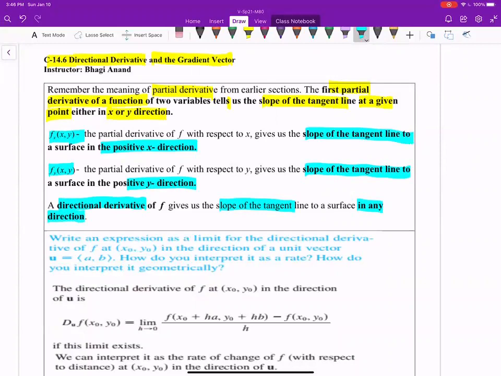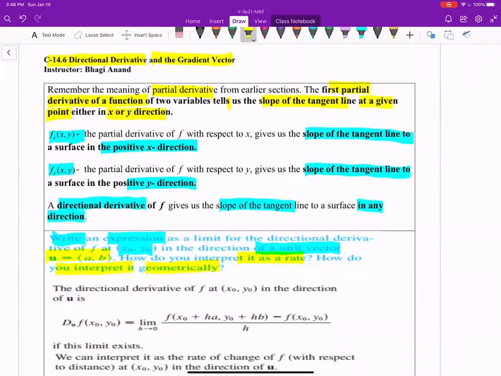So let's see how it is defined. Write an expression as a limit for the directional derivative of f at the point x0, y0 in the direction of a unit vector u with components a comma b. Unit vector, which means a vector of unit length, vector of length 1. How do you interpret the directional derivative as a rate? How do you interpret it geometrically?